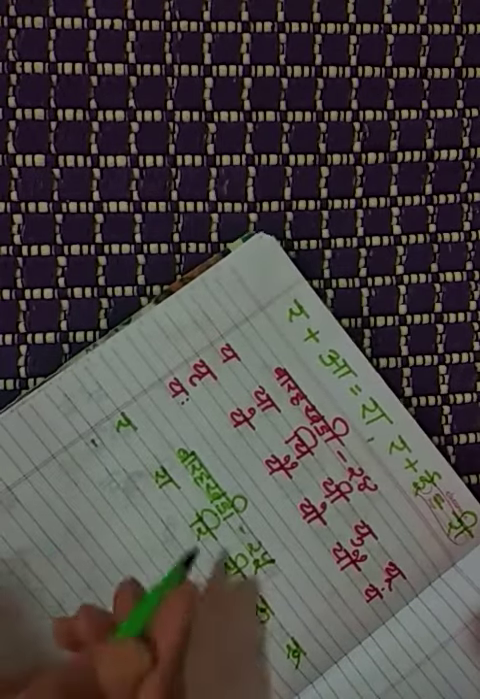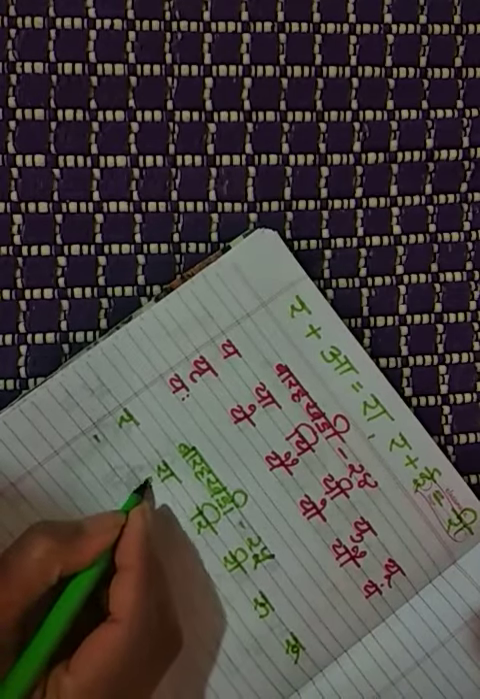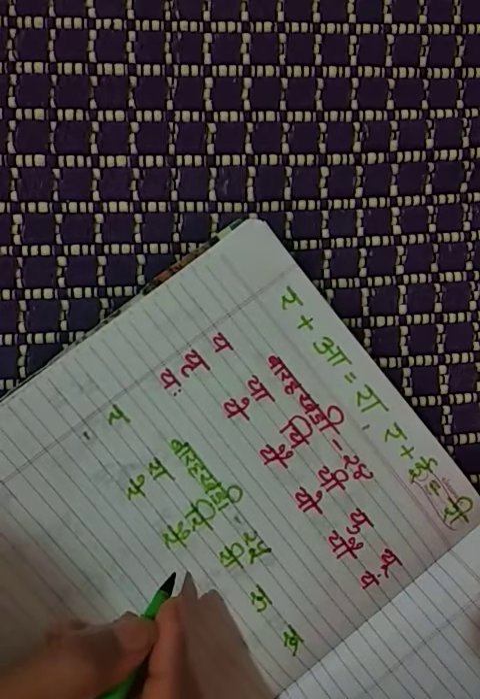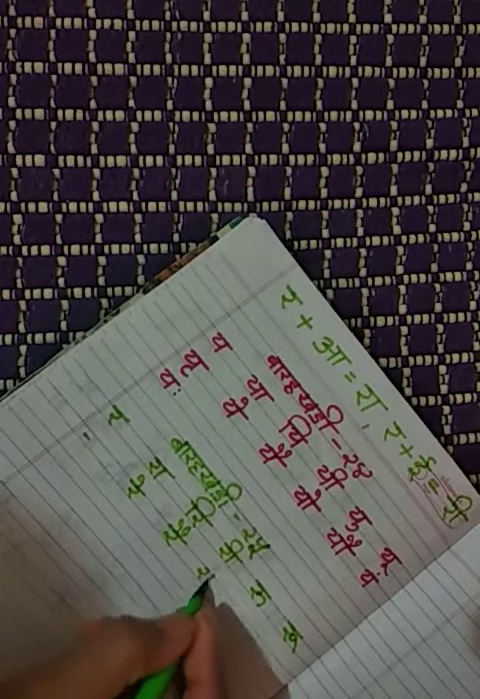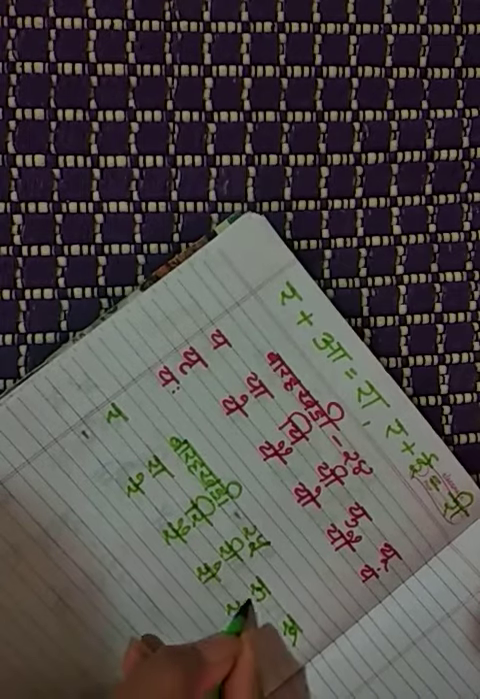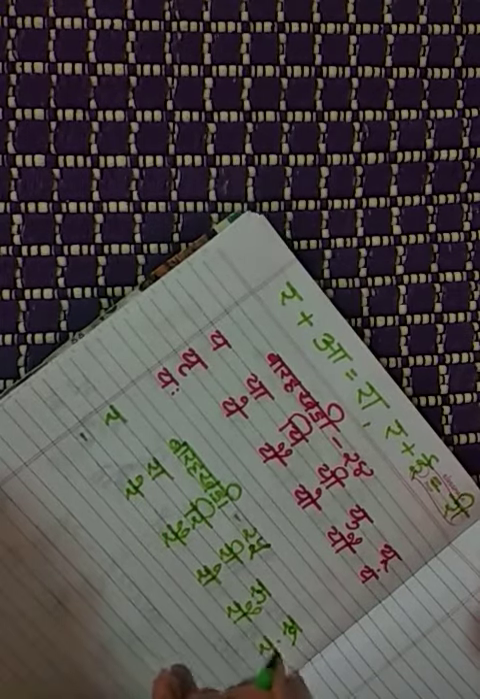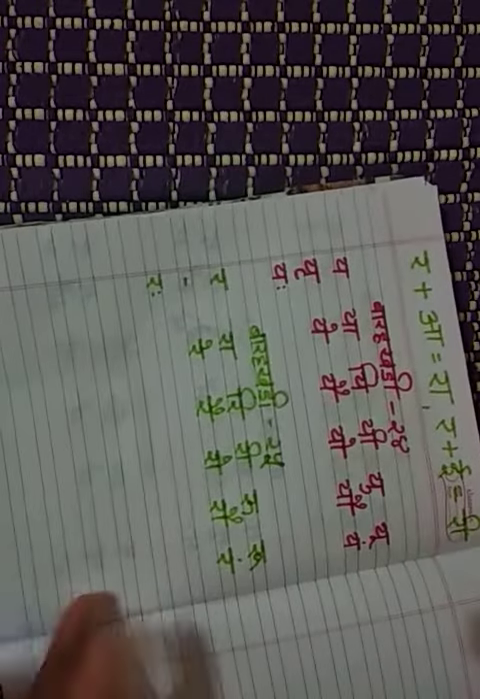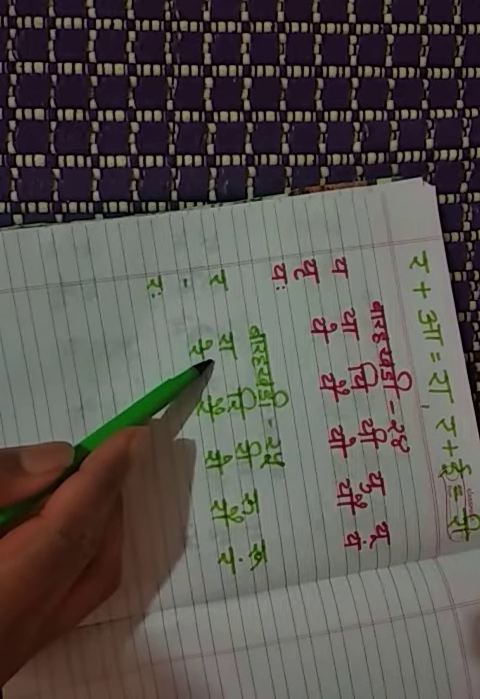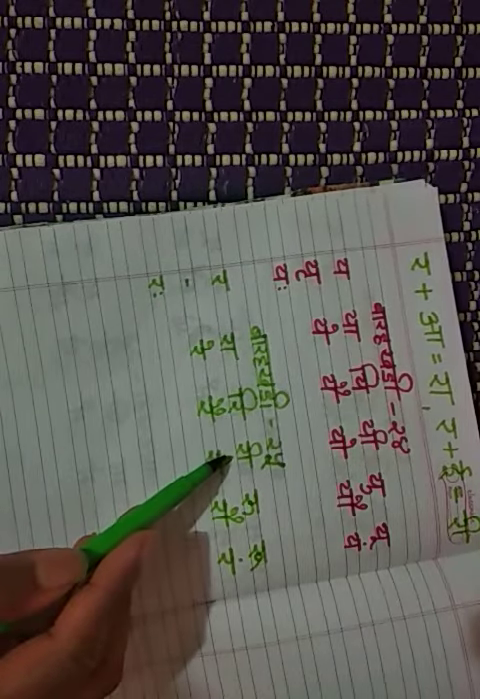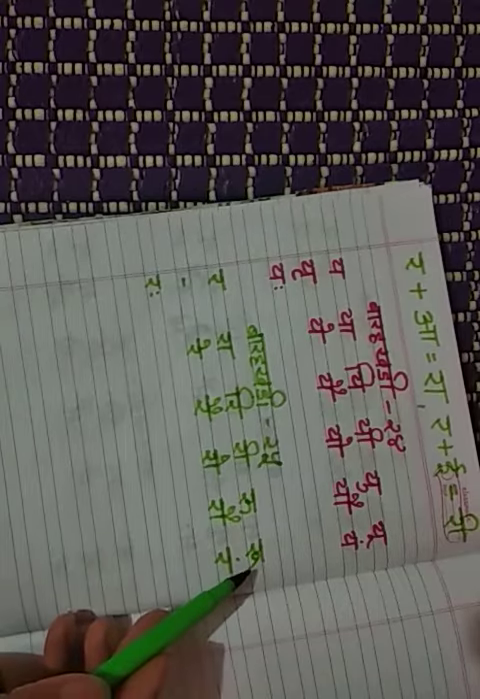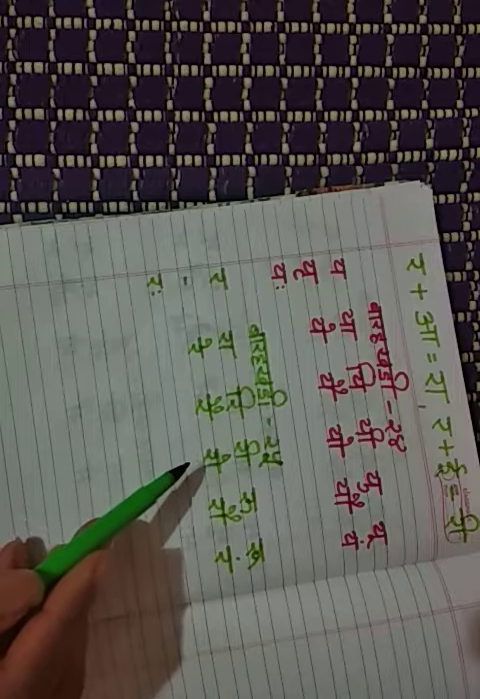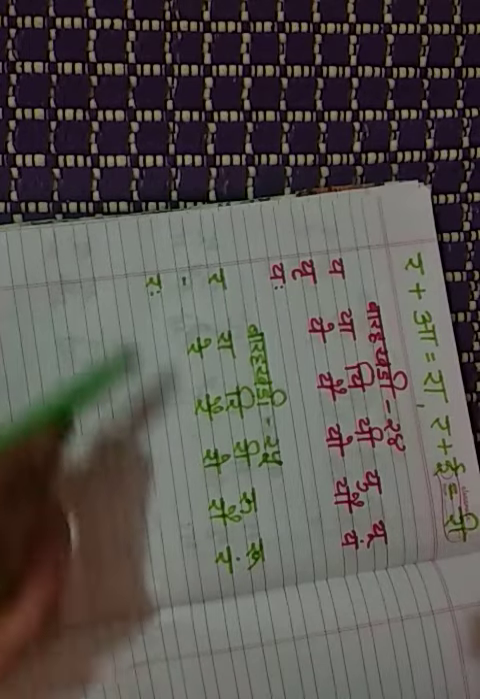Then we move for the next alphabet, re, rai. See here, re, rai, ro, rau, run, ra, ha. Now again see here children, ra, ri, ru, this will not come, re, rai, ro, rau, run, raha.